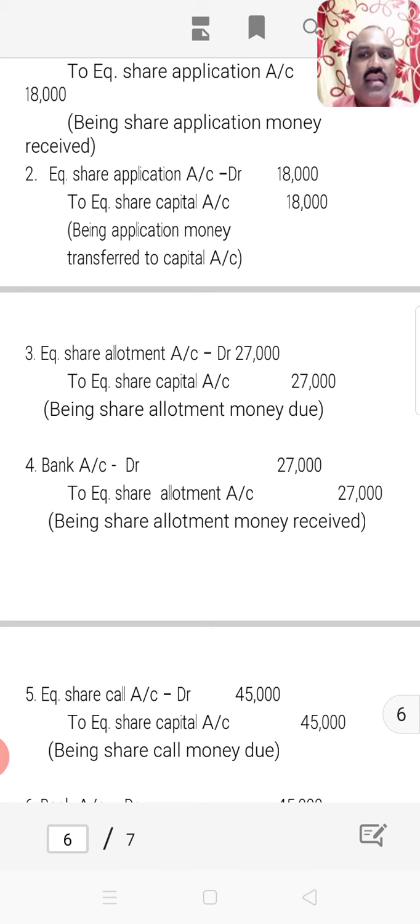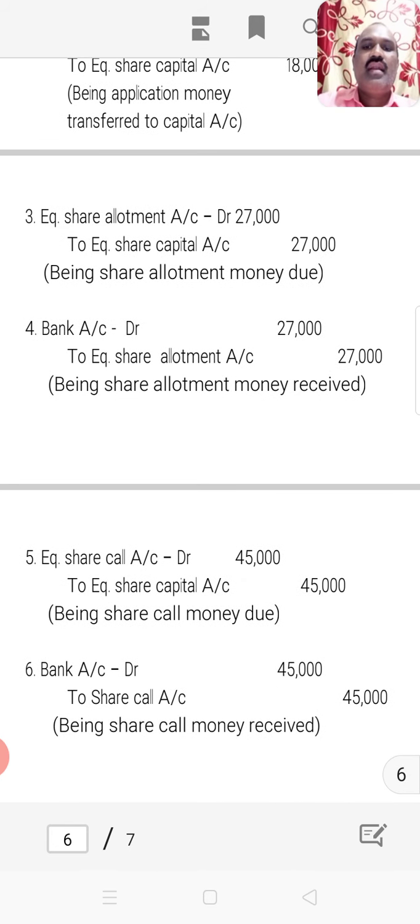And the fourth journal entry is where the allotment money is received by the company from shareholders to whom shares are allotted. Therefore, bank account is debited and share allotment account is credited with the same money. And the fifth journal entry is regarding call money due. The call money is 5 rupees on each share; on 9,000 shares it becomes 45,000 rupees. So equity share call account is debited to equity share capital account, that is 45,000 rupees debit and 45,000 rupees credit.